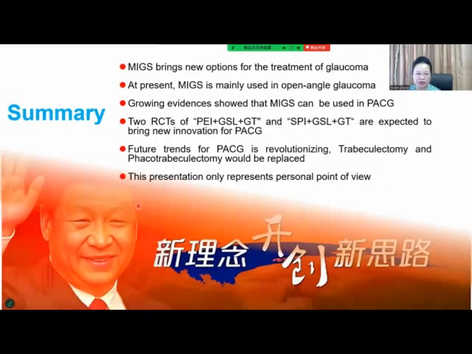So let me summarize. MIGS bring new options for the treatment of glaucoma. At present, MIGS is mainly used in open-angle glaucoma. Growing evidence shows that MIGS can be used in PACG, and 2 RCTs are expected to bring a new option for PACG. The future trend for PACG is revolutionizing. Trabeculectomy and phacotrabeculectomy would be replaced. Of course, this presentation only represents my personal point of view.